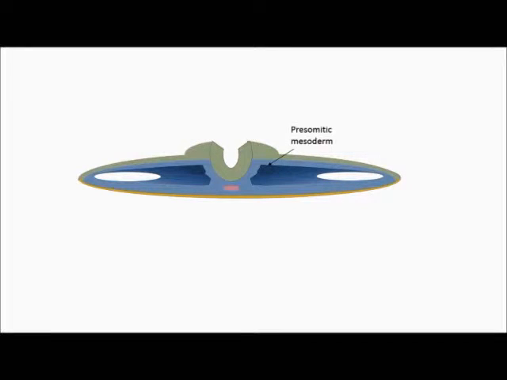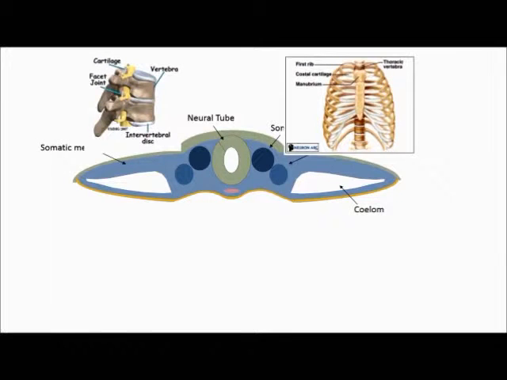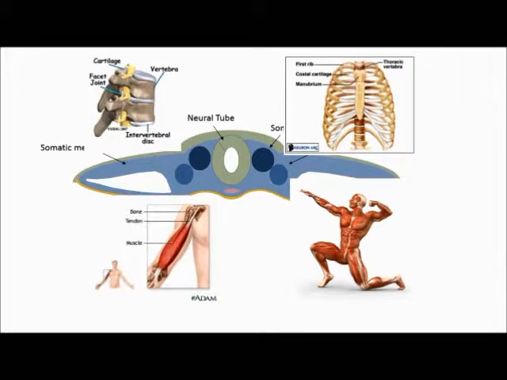The paraxial segments form somites. Somites drive the differentiation into the cartilage of vertebrae and ribs, muscles, tendons, and the cellular sheath of the spinal cord. The differentiation depends on the cells placed in the somite.